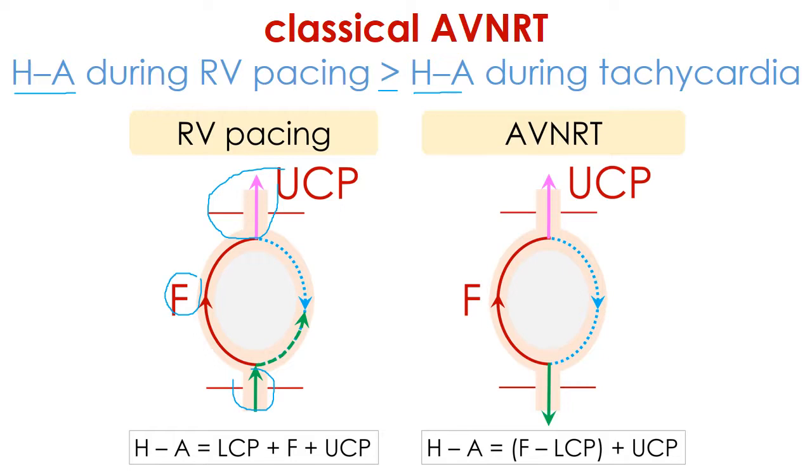While during binodal reentry tachycardia, to reach the bundle of His, you have to proceed through the lower common pathway, and during this period of time you have traveled through a certain distance within the fast pathway. Therefore, the HA during the binodal reentry tachycardia equals the conduction times via the fast pathway minus the conduction times via the lower common pathway plus the conduction times via the upper common pathway.